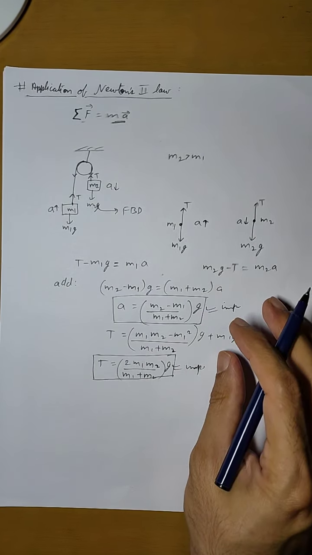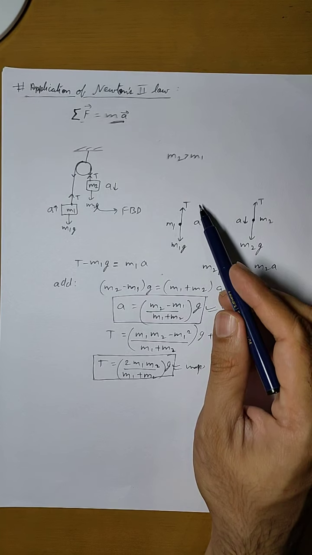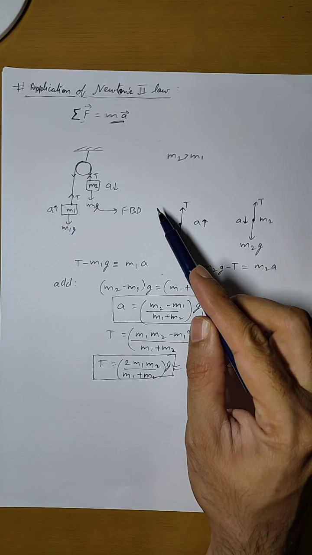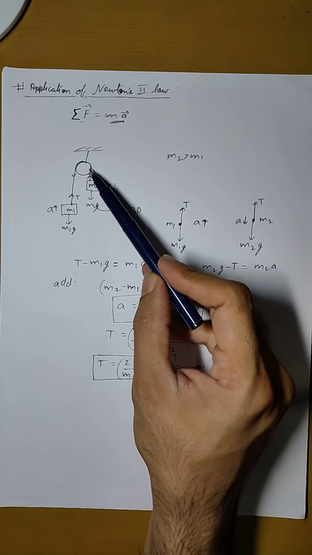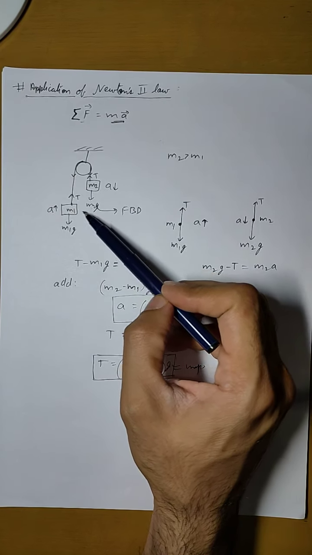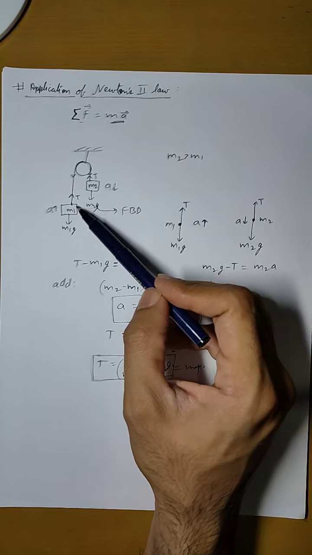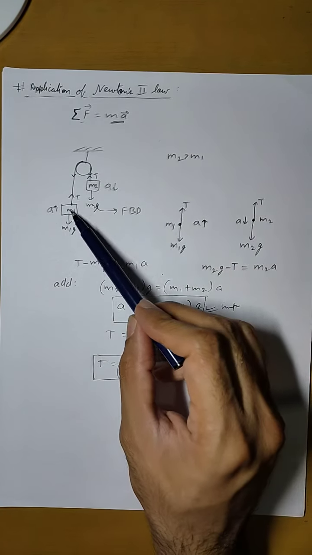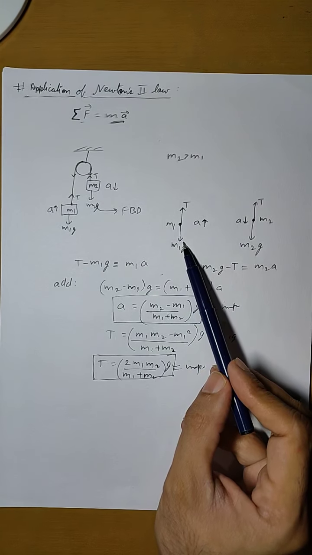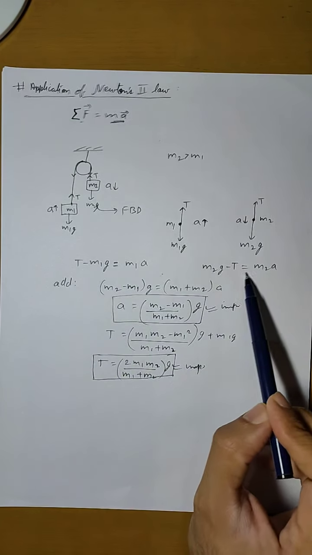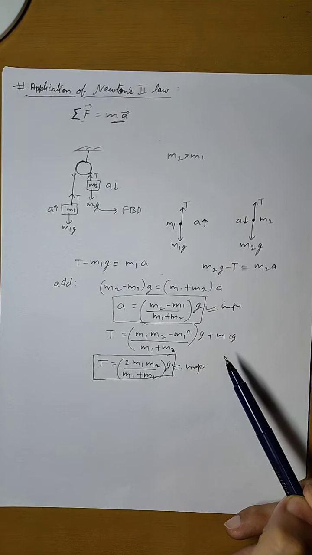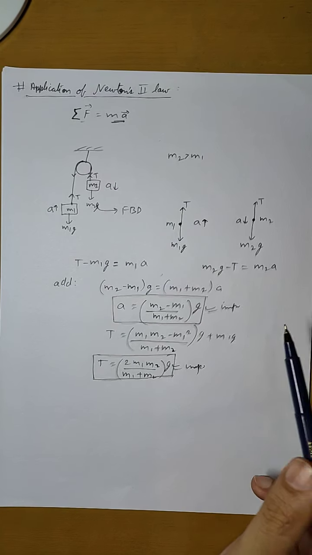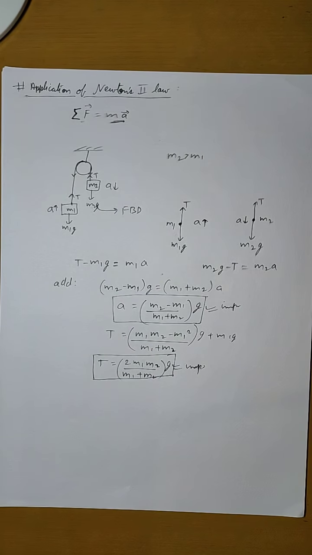But other than that, the concept is important. We are adopting the same steps. First, there is a system and we identify all the forces: the tension, the weight, the acceleration, all the forces are identified. Then a free body diagram is made for each of the bodies, and according to the free body diagram we write the equations, and then all that is left is the mathematical part of solving the equations. So make sure that you understand this concept properly.